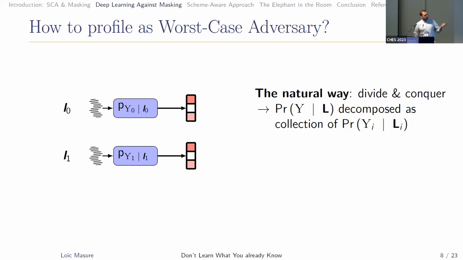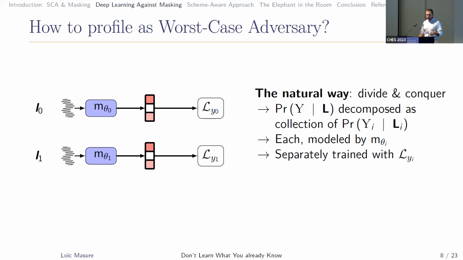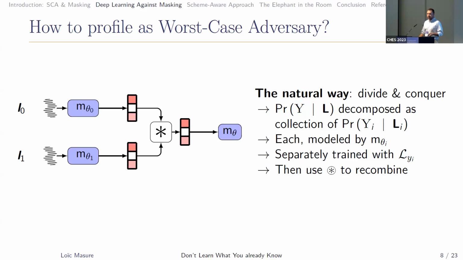And what is the difference between both approaches? Well, in the latter one, which we could call a natural way, you can apply an extra divide and conquer approach in your profiling phase. Namely, you split your overall model into sub-models. Each of these sub-models aims to predict one share at a time. Once you have trained all your sub-models, you can recombine them during the attack phase with the convolution product here.